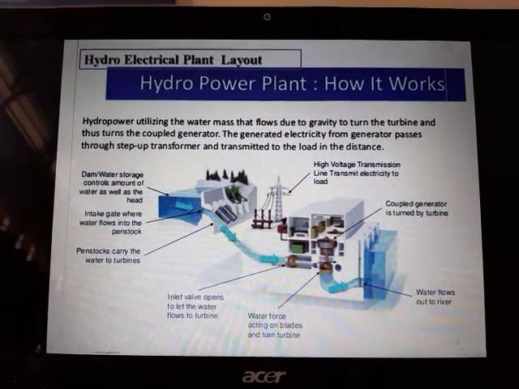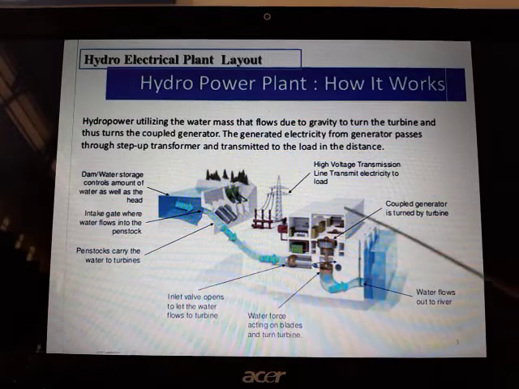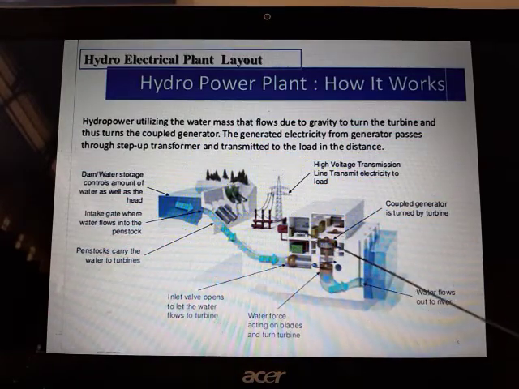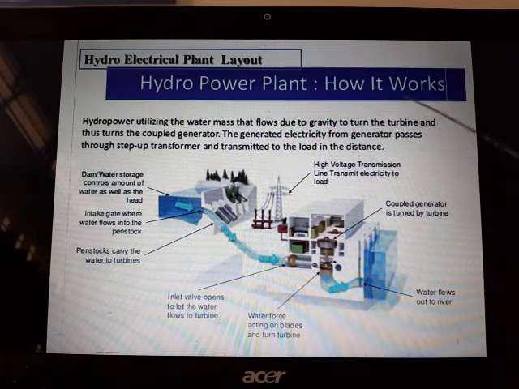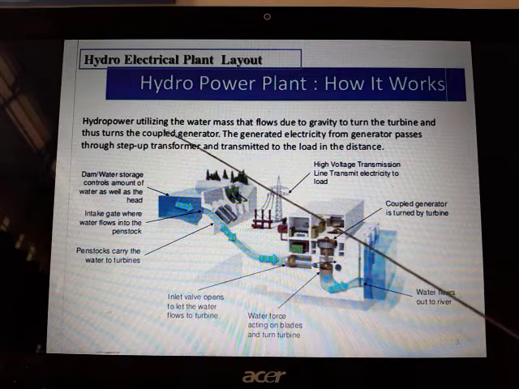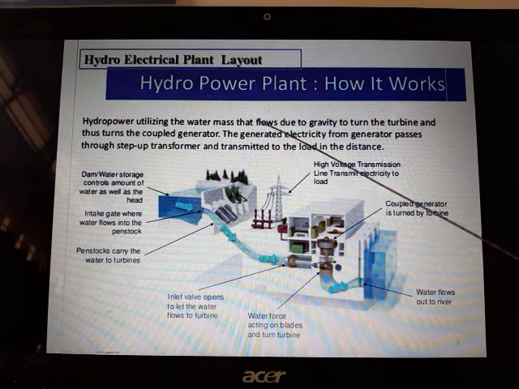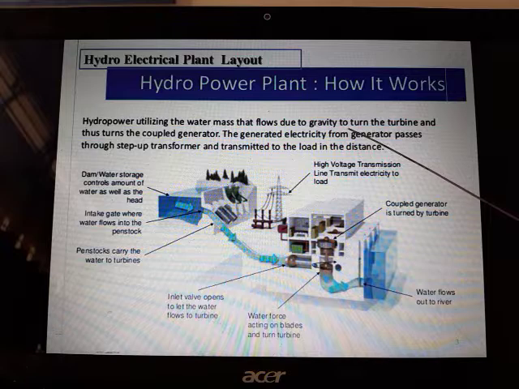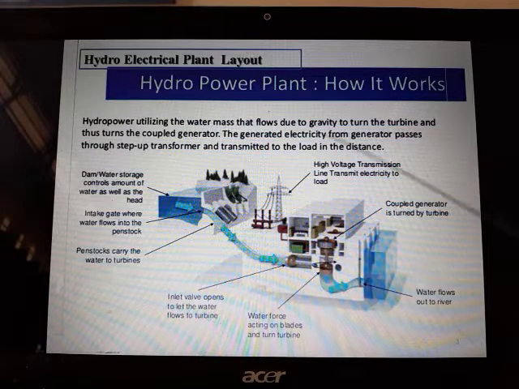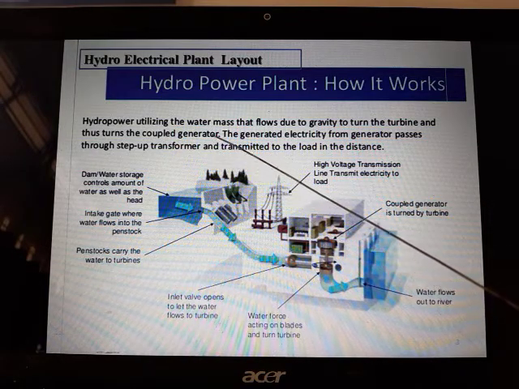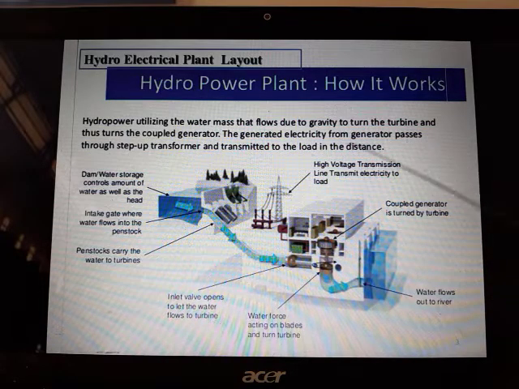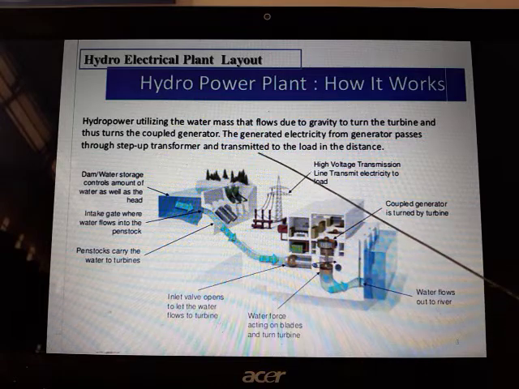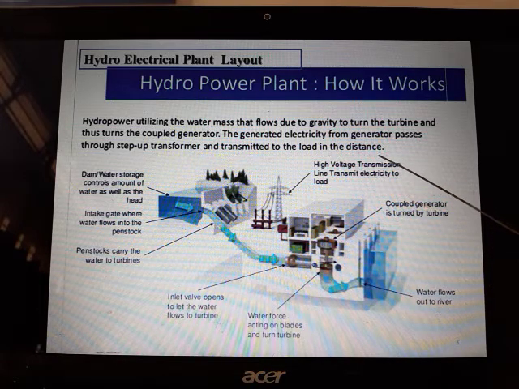Okay, here the hydroelectric plant layout is shown. It's a good picture where one can see all the accessories which are involved in a hydroelectric plant. So hydropower utilizes the water mass that flows due to gravity to turn the turbine and thus turns the coupled generator. The generated electricity from the generator passes through a step-up transformer and is transmitted to the load in the distance.